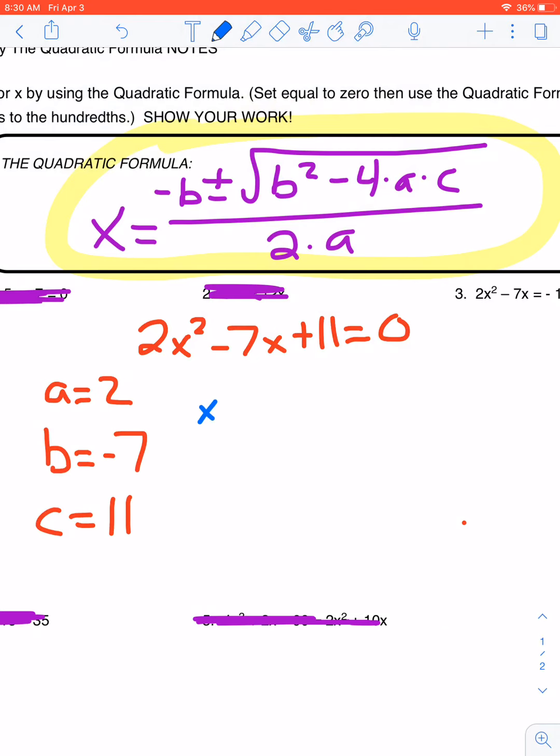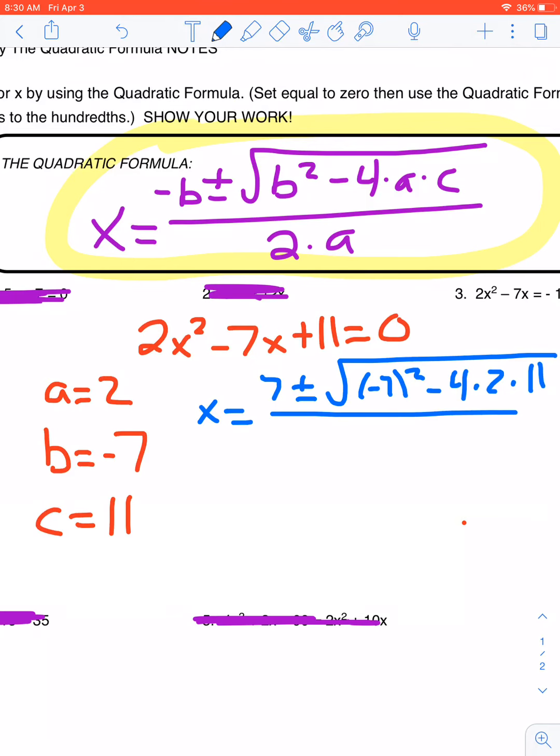So I end up with x equals negative b. So negative 7 becomes positive 7 plus or minus the square root of negative 7 squared. Remember, make sure you put that negative 7 in parentheses, because if not, the calculator is going to formulate it differently. Minus 4 times 2 times 11 all over 2 times 2. Okay? So make sure when you're doing this, you're taking your time with it, and you're making sure you plug in the right answers and go from there.